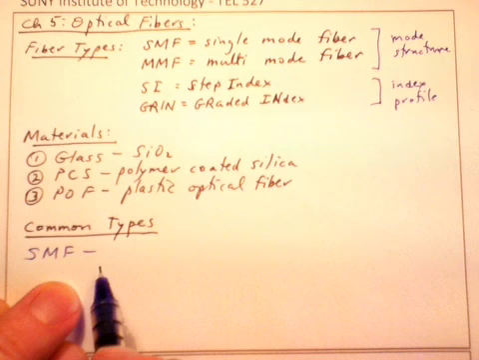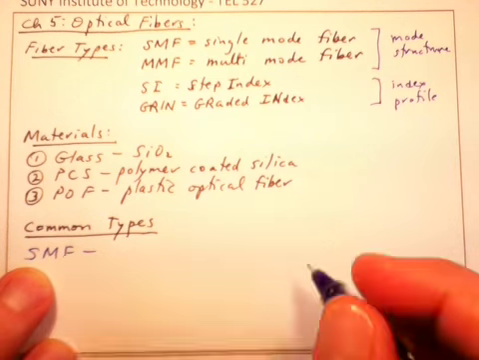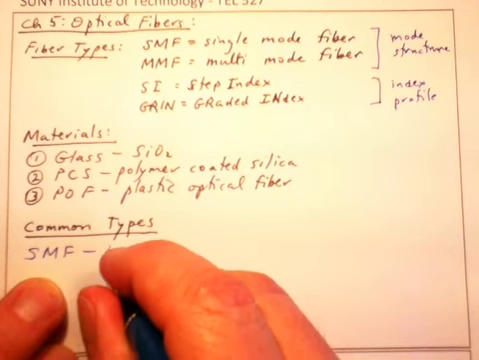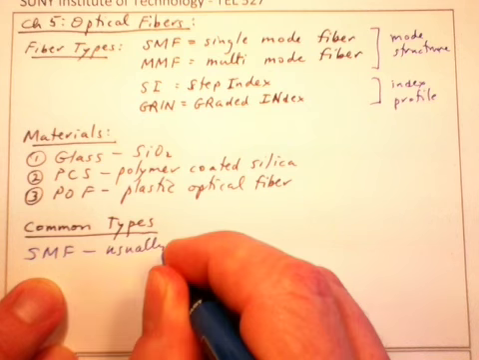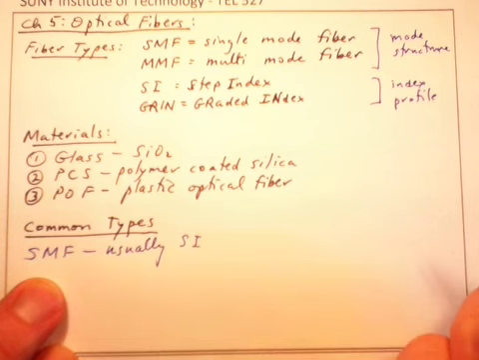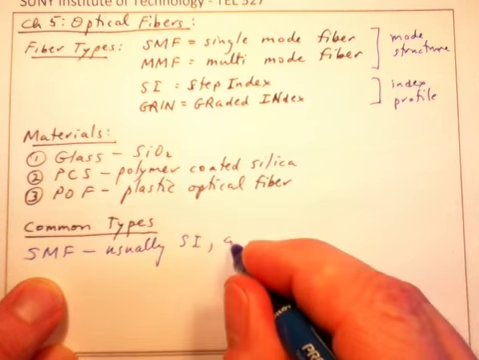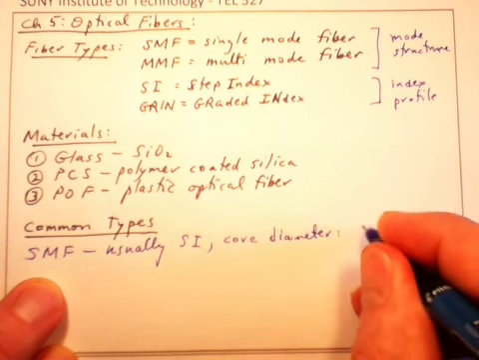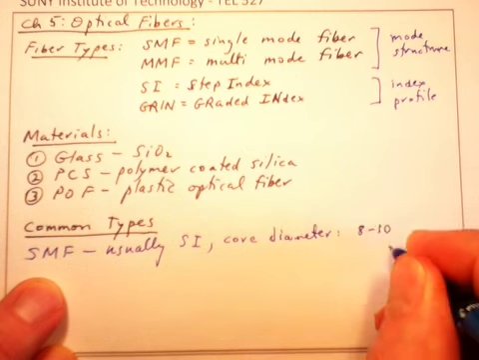The most common types include single mode for long distance, and these are usually step index, and the core diameter is typically on the order of 8 to 10 microns.